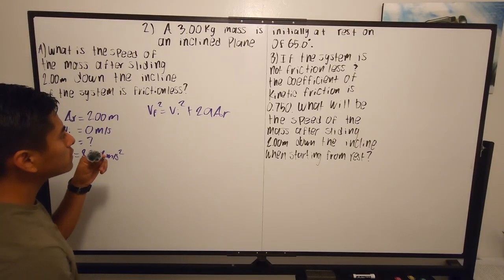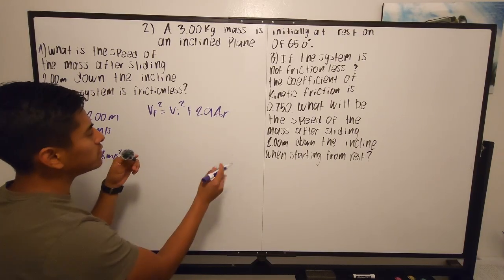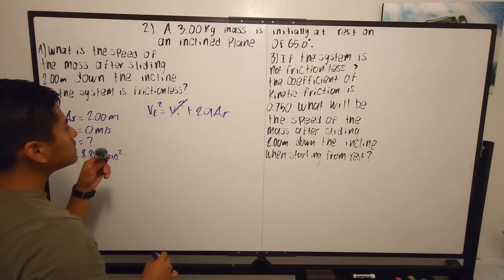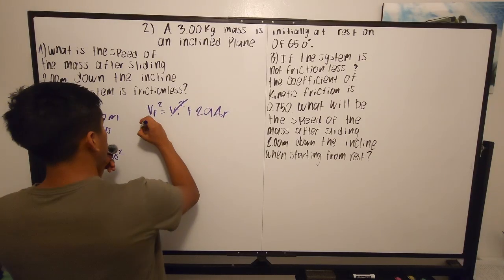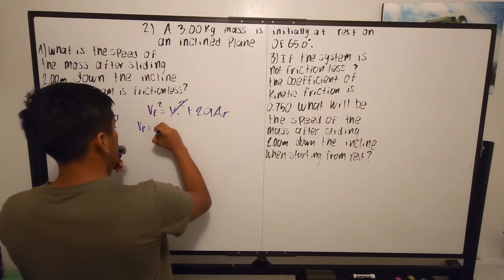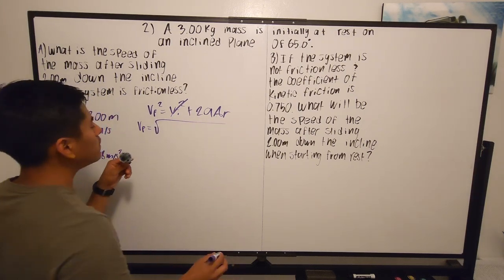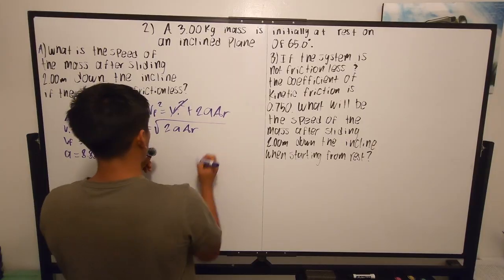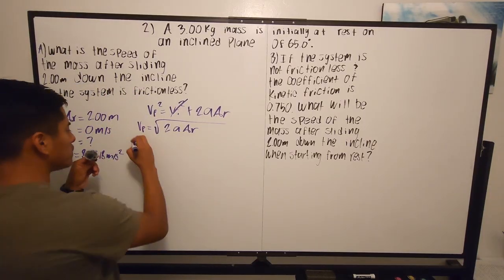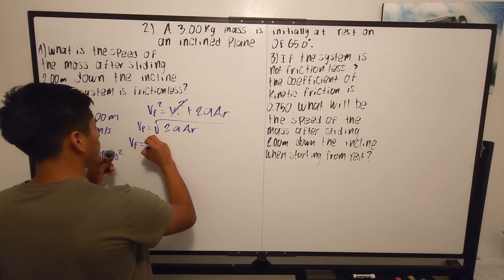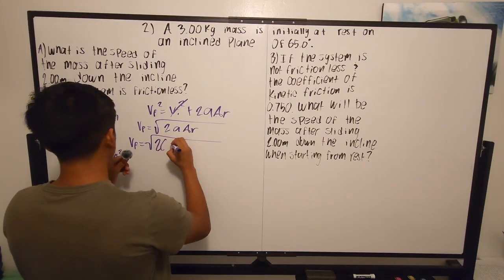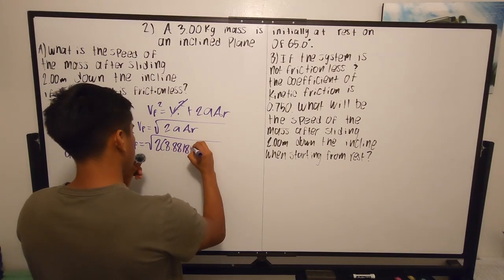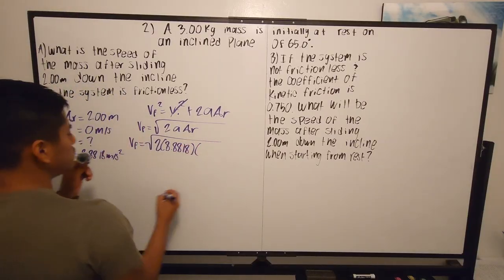We know that v initial is 0, so we could just cross that out already. And to get v final by itself, we would just take the square root of each side. So then we would have v final equals the square root of 2a delta r. Here we already know everything, so we could just go ahead and plug that in. V final equals the square root of 2, our acceleration that we got from the last step, times delta r, which is 2 meters.